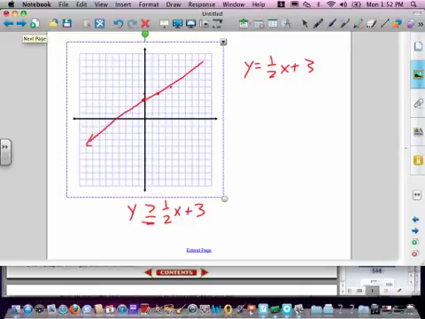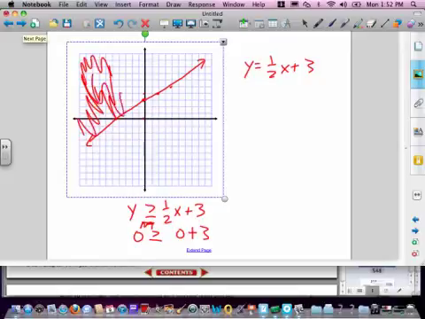And I didn't check. Oh yeah, the equals is in there, so good, because now my line is going to be a whole line instead of a dotted line. And then just figure out a point. So once again, 0, 0 is the easiest one. So put in 0, 0, plus 3. 1/2 times 0 is 0, of course, you know that. And 0. So is 0 greater than or equal to 3? Nope. So that means I graph this side of the line. It looks beautiful. Oh, I'm an artist there. So there's my second one.